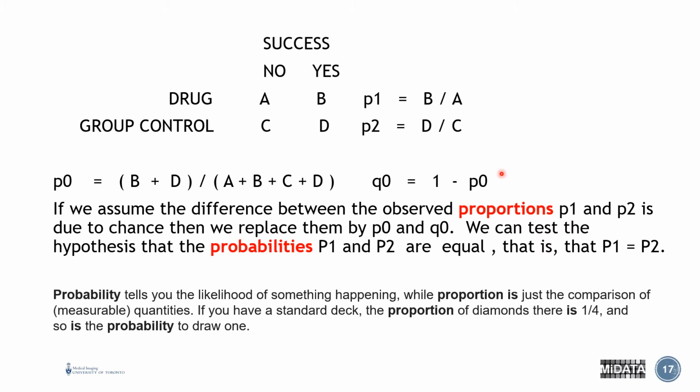So then we can test the hypothesis that the probabilities, capital P1 and capital P2, are equal, that is P1 equals P2. Just to clarify the distinction between proportion and probability: probability tells you the likelihood of something happening, while proportion is just the comparison of something measurable in quantities. For instance, if you have a standard deck of cards, the proportion of diamonds in the deck is 1/4. And in this case, the probability of drawing a diamond is also 1/4.